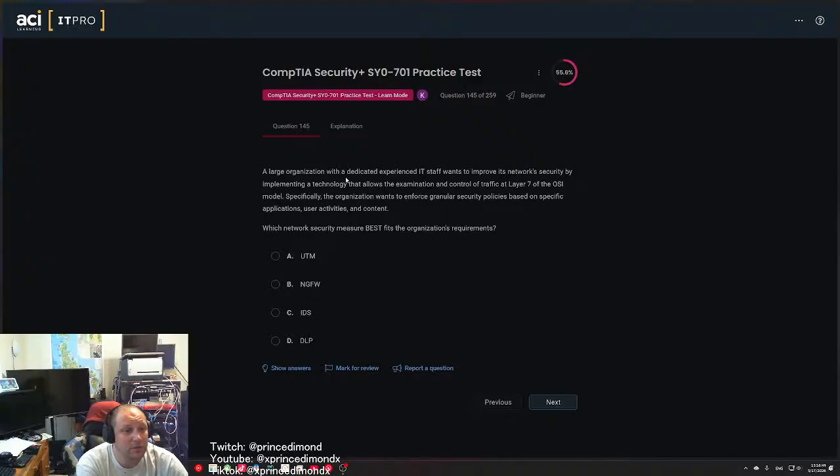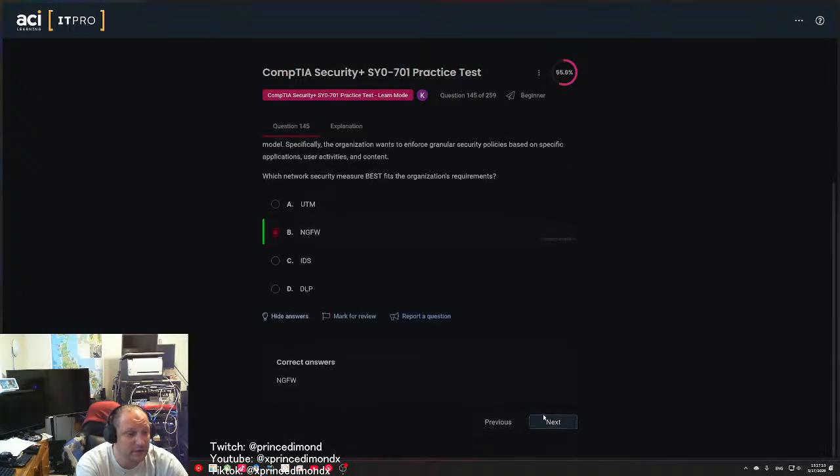A large organization with a dedicated, experienced IT staff wants to improve its network security by implementing technology that allows the examination and control of traffic at layer 7 of the OSI model. Specifically, the organization wants to enforce granular security policies based on specific applications, user activities, and content. So that's going to be a next-gen firewall. If you're talking about any layer 7 traffic, that's next-gen firewall. And that is correct.